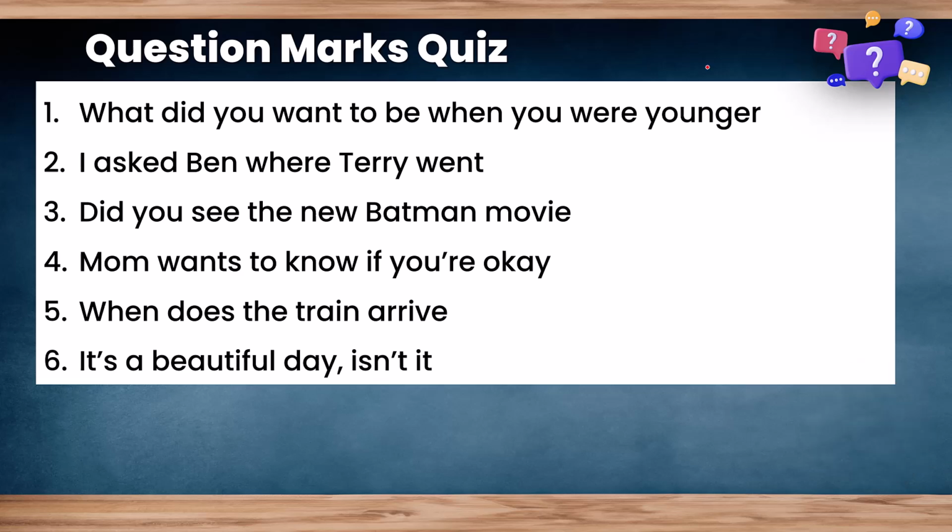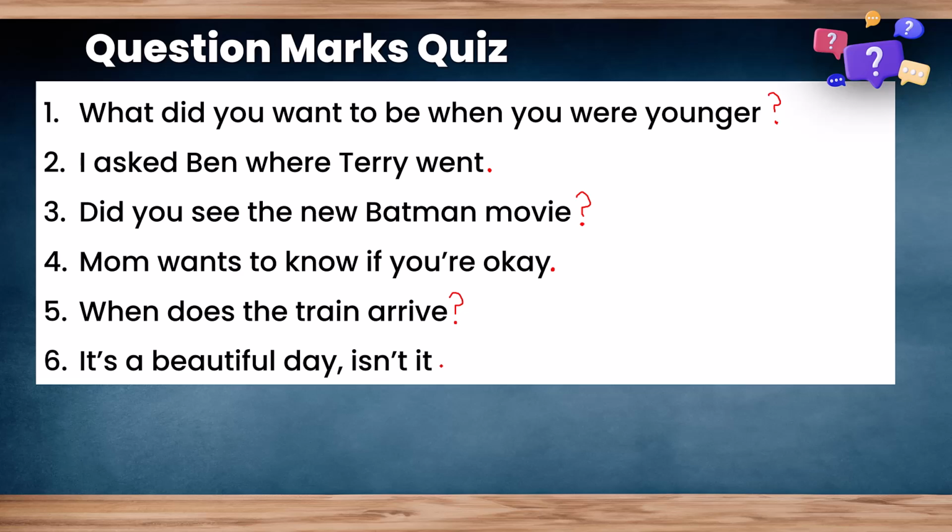So number 1 is a direct question, so it must end with a question mark. Now number 2 is an indirect question, so it ends with a period. A direct question would be, "Where is Ben?" But this is more of a statement: I asked Ben where Terry went. Number 3 is also a direct question, so we end this with a question mark. Number 4 is an indirect question, so we end this with a period. Number 5 is a direct question, so we end this with a question mark.